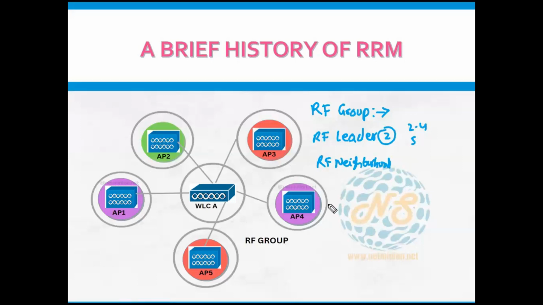RF neighborhood means a group of APs that belong to the same RF group, which can hear each other, maybe at minus 80 dBm at least. So this is physical grouping based on RF proximity. So that is maybe the brief history of RF.